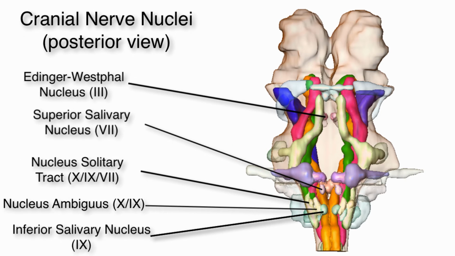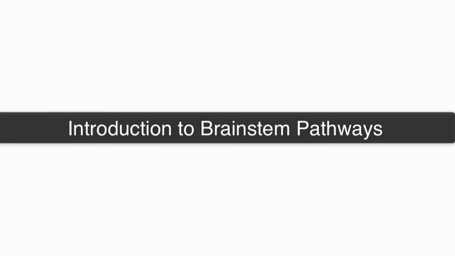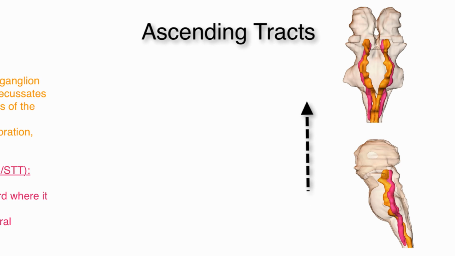Many of the cranial nerves connect to and have multiple nuclei, including nerves 3, 7, 9, and 10. These nuclei allow nerves to work together to perform tasks in the body. Now for an introduction to brainstem pathways. First, we'll start with ascending tracts.